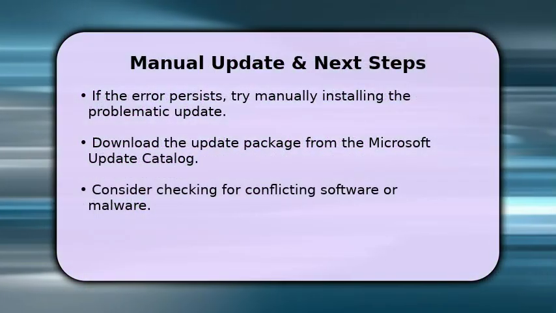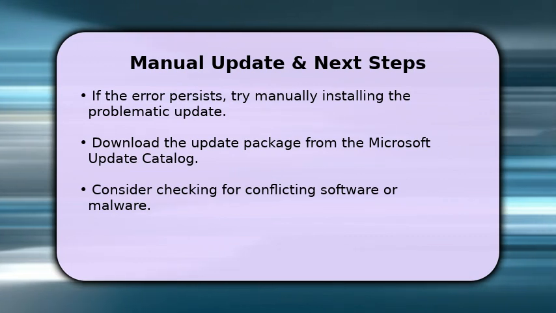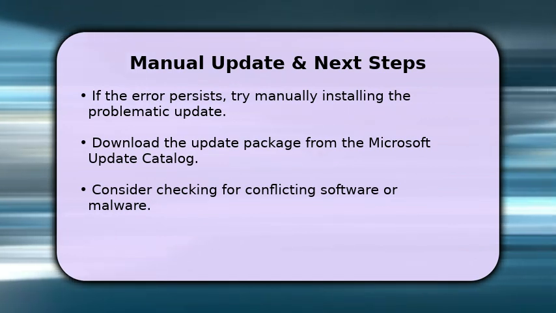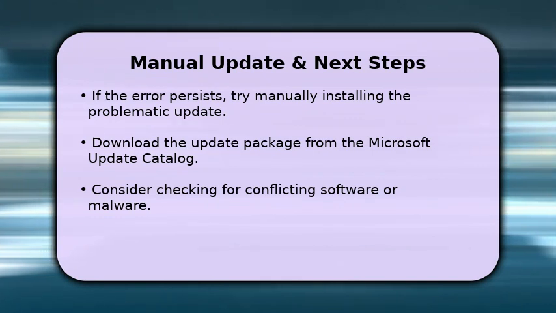Should the error persist, consider manually downloading and installing the specific update that's causing the problem. You can locate these update packages on the Microsoft Update Catalog website. Simply search for the update number and download it directly. Additionally, ensure your system is free from malware and check for any recently installed software that might be conflicting. If these steps don't work, reaching out to Microsoft support or a qualified technician is your best course of action.